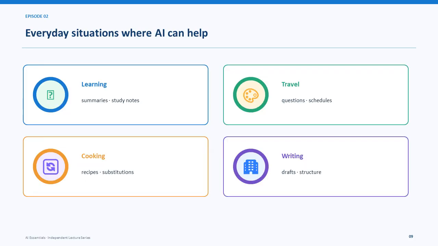AI can assist in ordinary situations as well. A learner might use it to summarize notes or prepare study questions. A traveler could organize questions and schedules. In the kitchen, it could suggest substitutions based on available ingredients. For writing, it can prepare a structure or an initial draft. The common pattern is support. AI helps prepare material that a person then considers and uses.